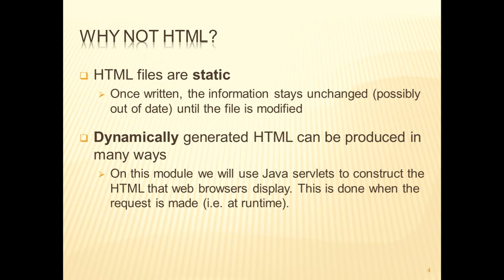So we don't really want to use HTML in its normal static state. What we want instead is to have something that is dynamically generated. And we can dynamically generate HTML in all kinds of ways. On this module we shall use servlets and then later on Java Server Pages to dynamically generate HTML. When we say dynamically, what we mean is the HTML is constructed at the time of execution and then is written back to the web browser for the client to see.